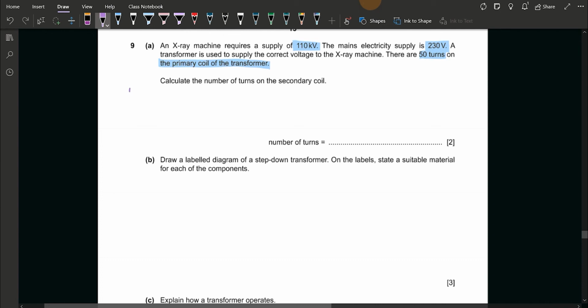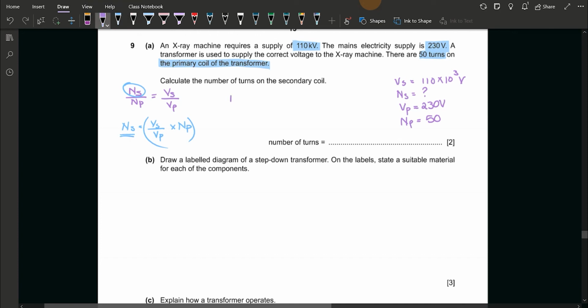So we know the formula Ns divided by Np is equal to Vs divided by Vp. We are given Vs as 110 into 10 raised to power 3 volts, and Ns we are supposed to find, we don't know this. Voltage of primary, Vp, is 230 volts, and the number of turns in the primary coil is 50. To find the value of Ns, we can just rearrange our formula, and we get Vs divided by Vp into Np, which is going to give us the value of Ns, the number of turns in the secondary.